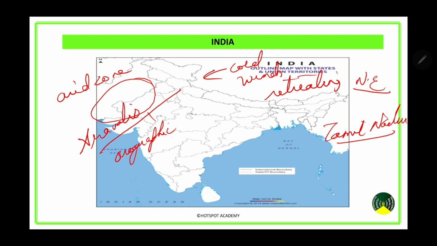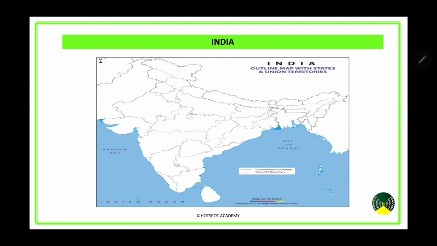To be specific, what is the name? It's called the desert, Marusthali or Thar Desert, right? It's distributed between Gujarat and Rajasthan. Okay, just a minute, I'll quickly erase it. Okay, let's move ahead then.